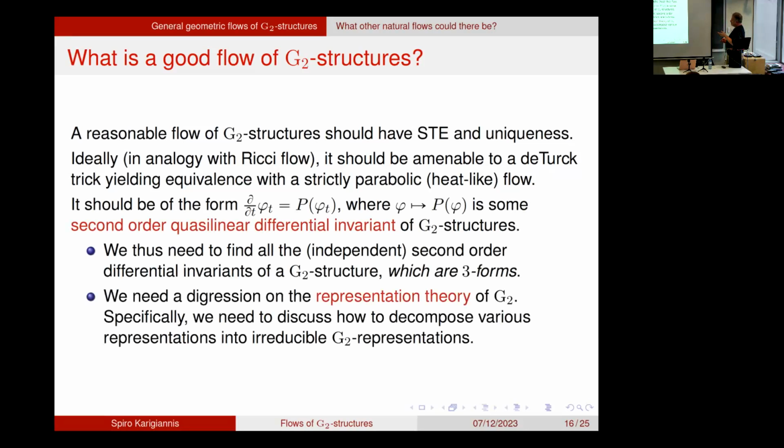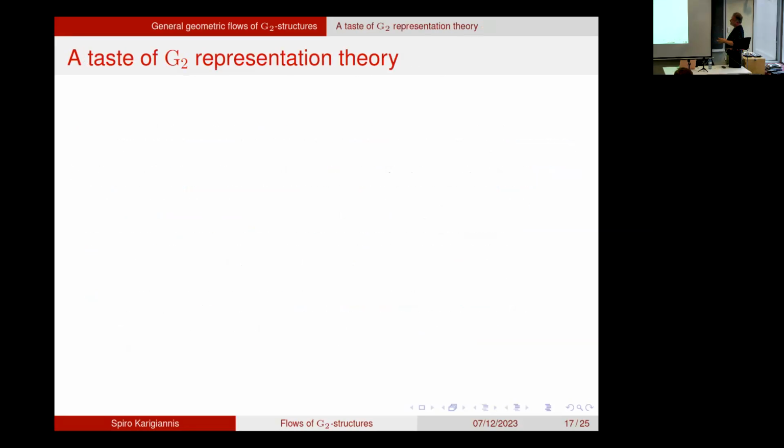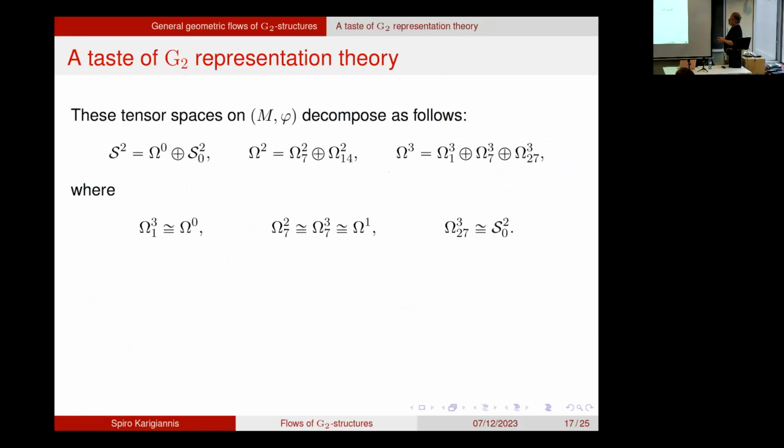So I need to take a short digression here on the representation theory of G2. Basically, we need to figure out how to decompose various representations into irreducible G2 representations. So I'm just going to tell you some facts, just so you can understand the sort of statements that follow. If you look at the space of symmetric 2-tensors, this breaks up in exactly the same way as it does on any Riemannian manifold. There's the multiples of the metric, these are the pure trace. And then there's the trace-free, the ones that are pointwise orthogonal to the metric. It doesn't break up any further.